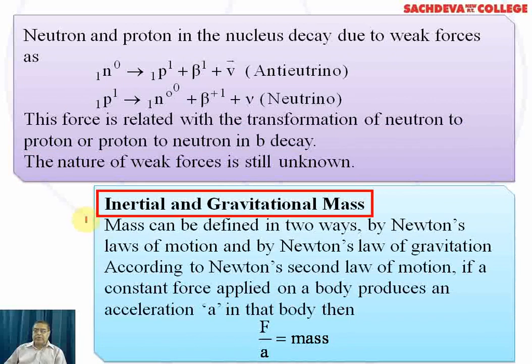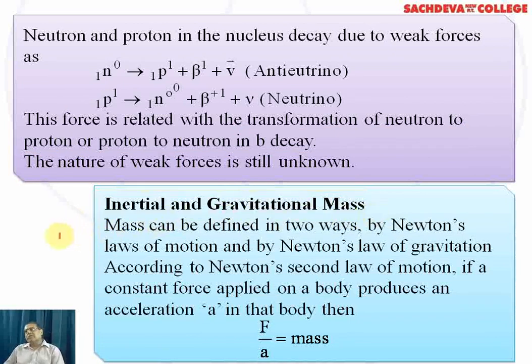Now we come towards the inertial and the gravitational mass. We consider the laws of motion. The second law of motion states that F is equal to ma, so a is equal to F over m. This m is called the inertial mass. That is, inertia is the basic property of all masses. We can't expect a body without inertia, and inertia is the property due to which the body resists change in its state.